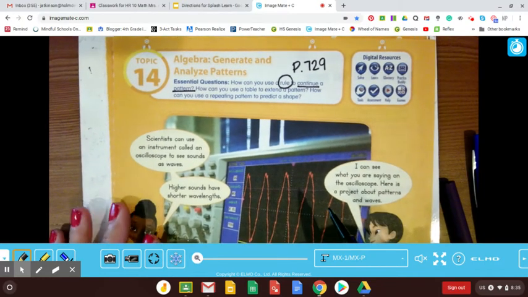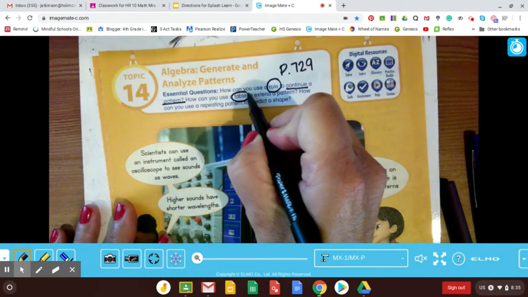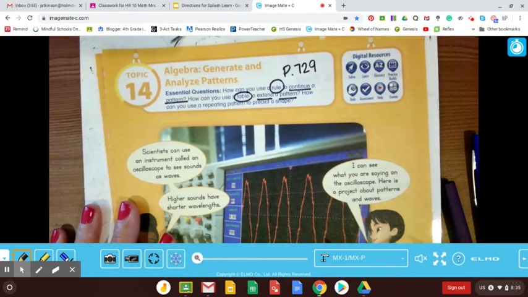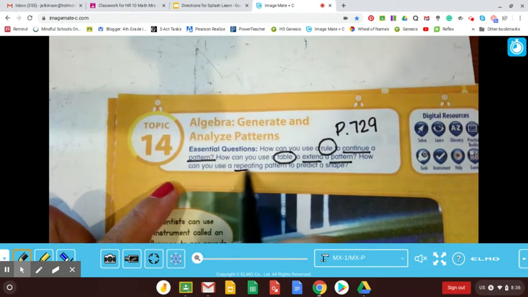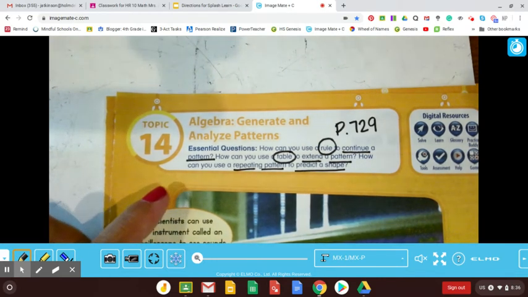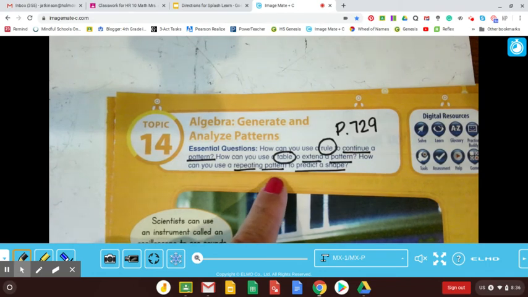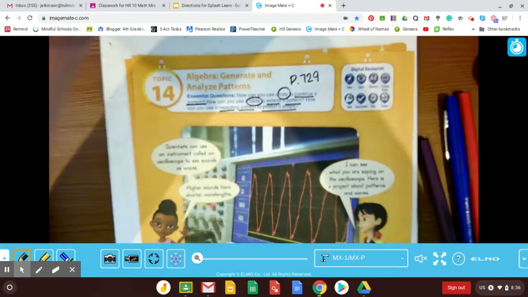And then we're also going to be exploring the question, how can we use a table, circle the word table, to extend a pattern? And finally, we're going to be thinking about the question, how can we use a repeating pattern to predict a shape in a series of shapes? So they'll give us a bunch of shapes. They'll say, what would be the 49th shape or what would be the 22nd shape? And we're actually going to be able to predict what it will be. Super fun. All right, please turn this page over now.